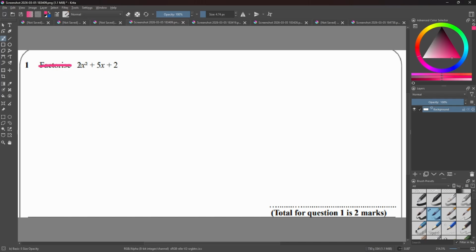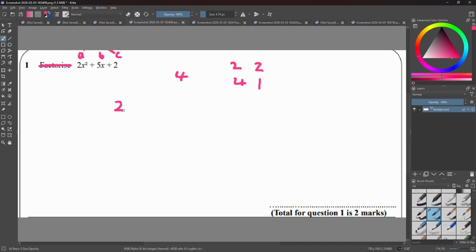It's called the AC method because we've got A, B, and C. And what we want to do is multiply A by C. I just realised I can't draw off the page. So 2 times 2 is 4. Now pretend that's 4, we want to find something that adds up to make 5 and multiplies to make 4, which is not going to be 2 and 2 because that added together makes 4. It's going to be 4 and 1.